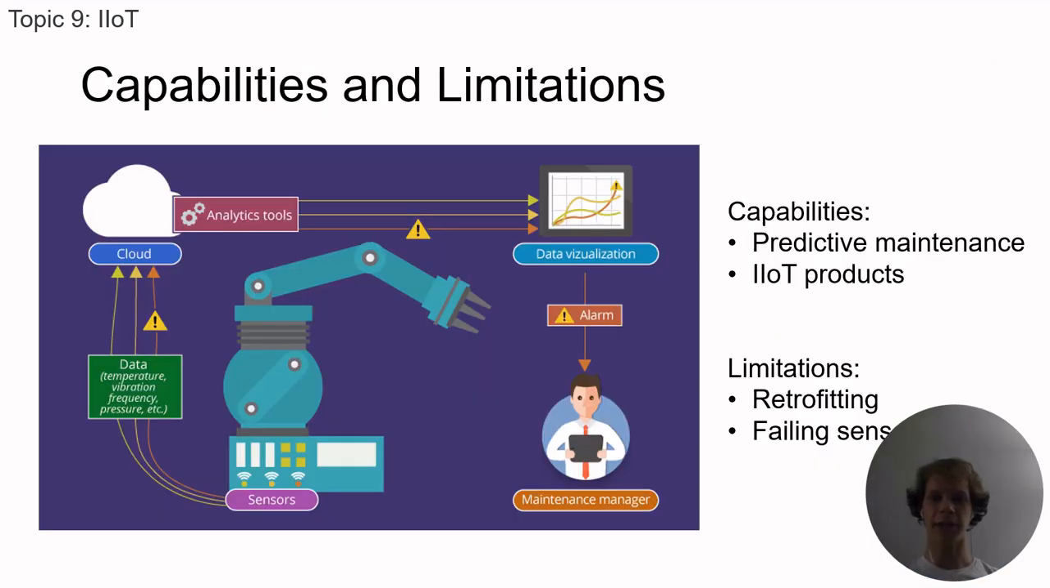With an IIoT system, real-time data can help predict when a machine needs to be serviced, which is a method called predictive maintenance. IIoT sensors can also be installed into the product itself, giving manufacturers more insight into the customer needs. And one limitation includes the difficulty of retrofitting older machines with IIoT capability, and also some sensors will eventually fail if they're installed in harsh environments, such as on vibrating machinery or near heat sources.